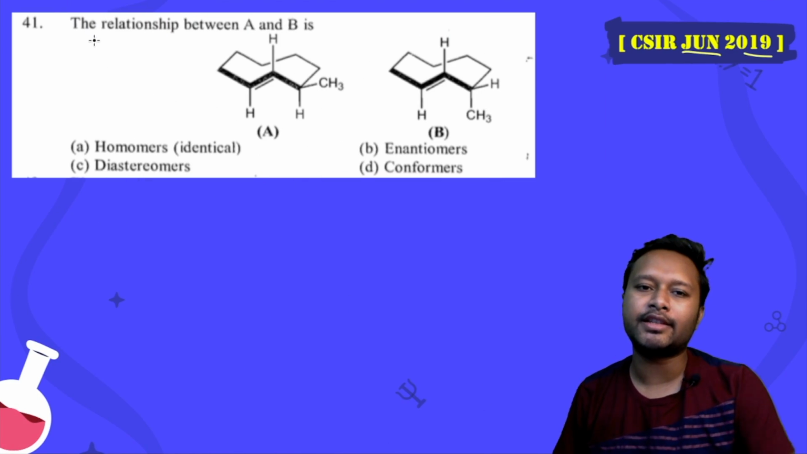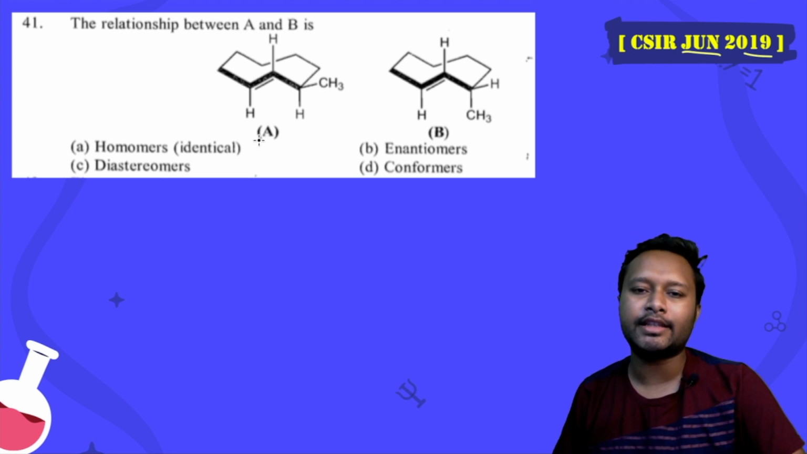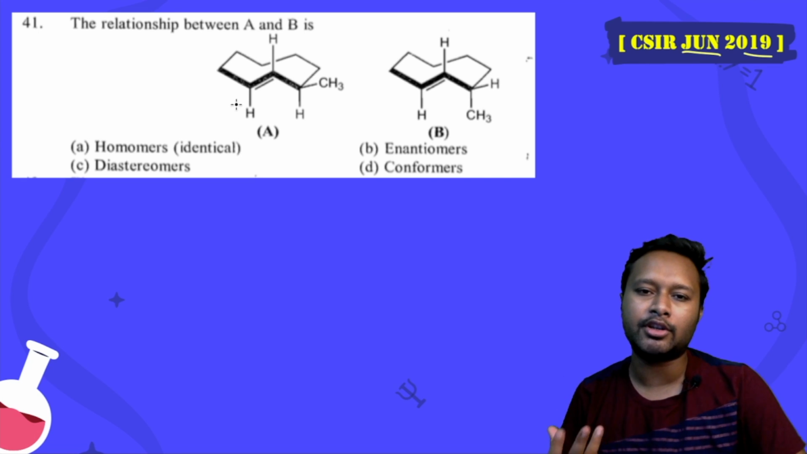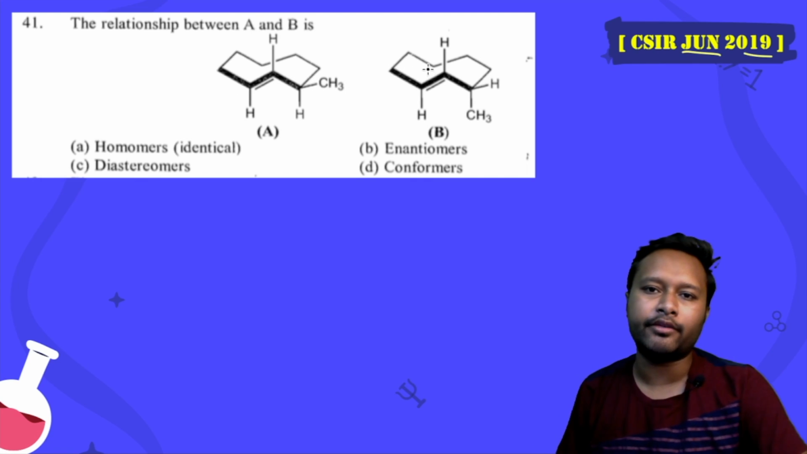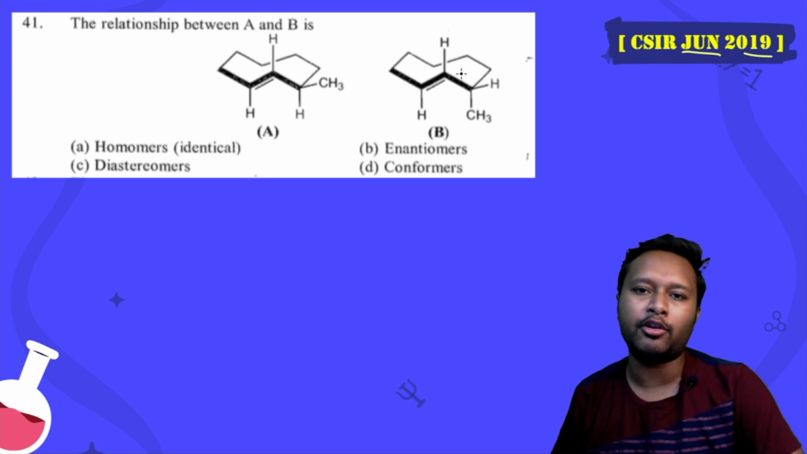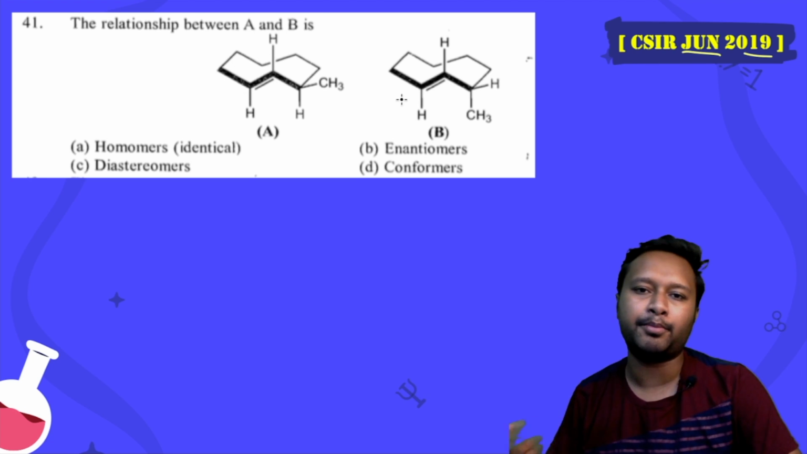The next question says the relationship between molecule A and B, these are the two molecules given over here. Now you can see that this is the conformation of cyclooctene, because we have a double bond also. You can see that there are 1 2 3 4 5 6 7 and 8 carbon atoms in both of them, so it's a cyclooctene. Now they cannot be conformers because the ring flipping will not be applicable over here, because we have a double bond, and that's why in an 8-membered ring this particular type of ring flipping is not going to take place. So these two molecules are not conformers of each other.